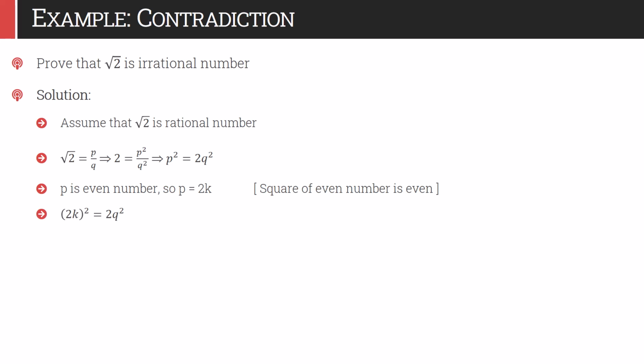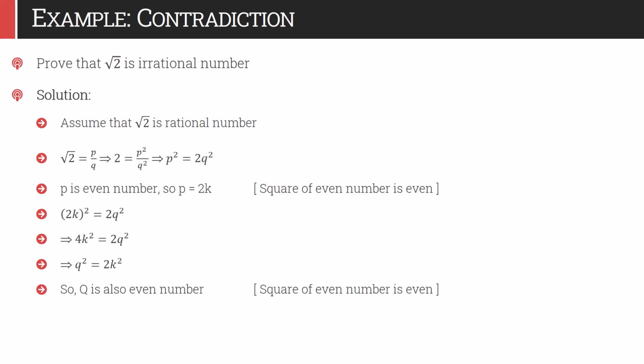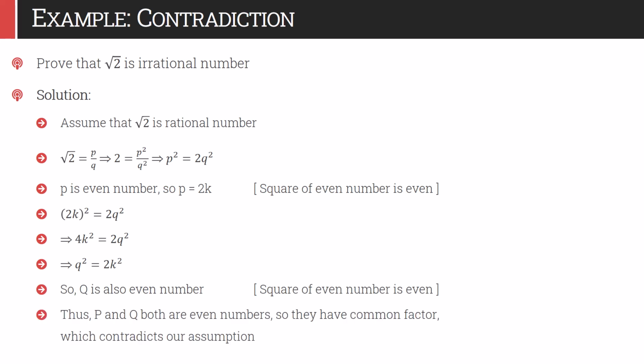So we can rewrite p square is equal to 2q square as 2k square is equal to 2q square. That would be 4k square is equal to 2q square. And that implies q square is equal to 2k square. So again, q square is 2k square. So we can say q square is also even. So q is also having some common factor 2. So thus p and q both are even numbers because both are multiples of 2 when we take the square of that.